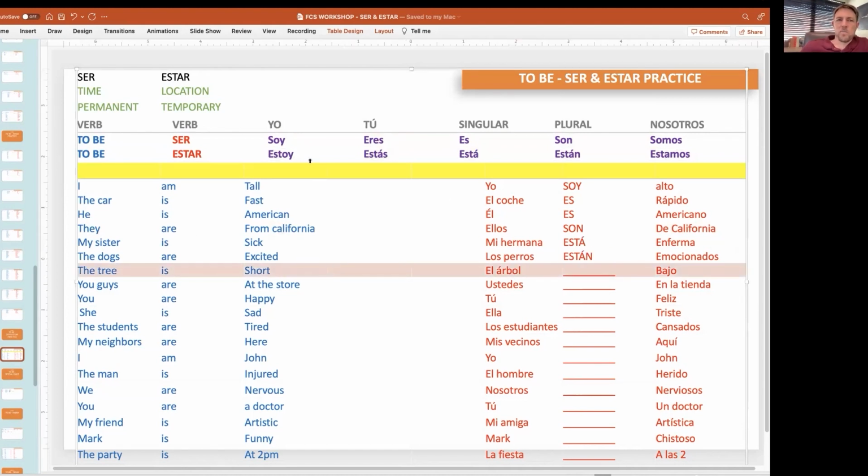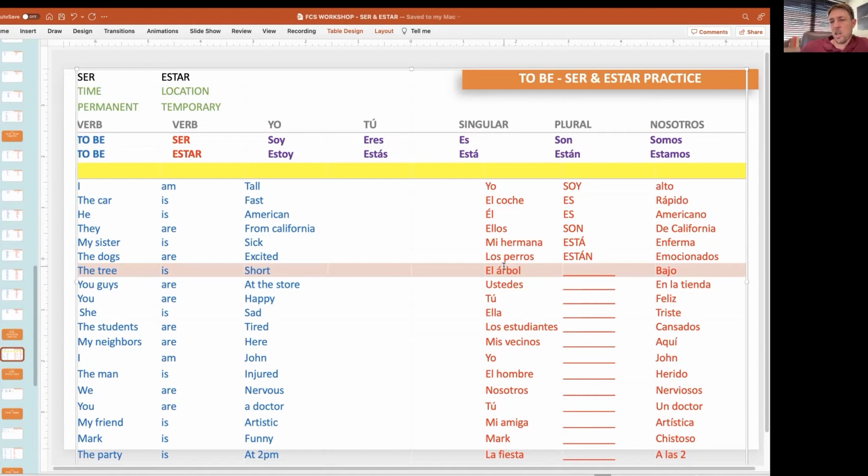The tree is short. Is it time or location? No. Is it permanent, temporary? Yes, it's permanent. El árbol is short. Now you may say, well, the tree's going to grow in a few years, so it's not permanent. When we say permanent, it means relatively permanent. If you want to get really deep and philosophical, nothing is permanent. We're all going to die. The world's going to change. Everything changes, right? But we're talking permanent. It's not going to change tomorrow. It's not going to change this week. It's long-term permanent.